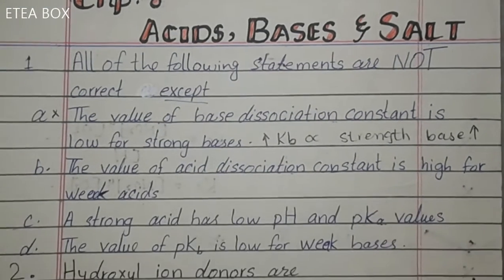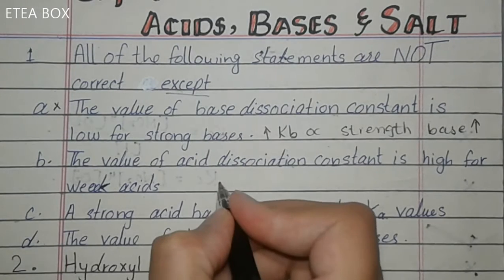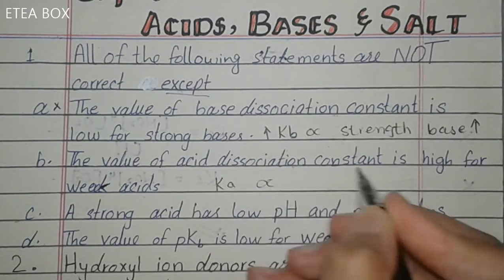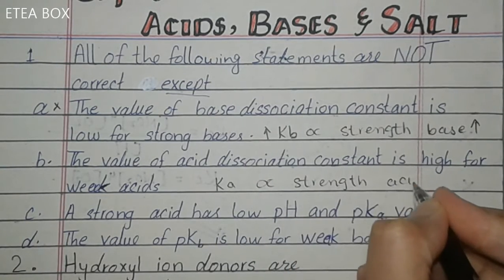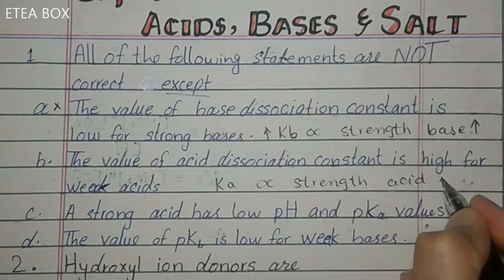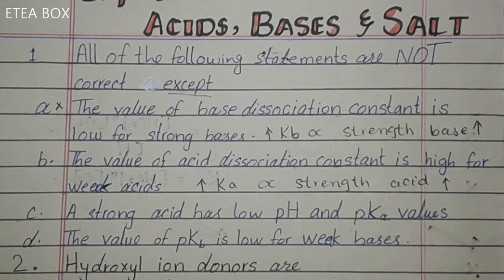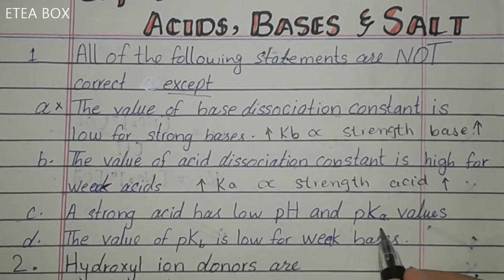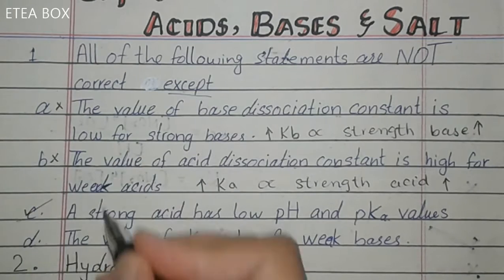Look at the B option. The value of acid dissociation constant is high for weak acid. Now Ka is also directly proportional to the strength of acid. Okay, strength of acid. So it means that stronger acid will have higher value of Ka. Look at the C option. A strong acid has low pH and a pKa value. So this one is correct. Okay, this one is wrong.